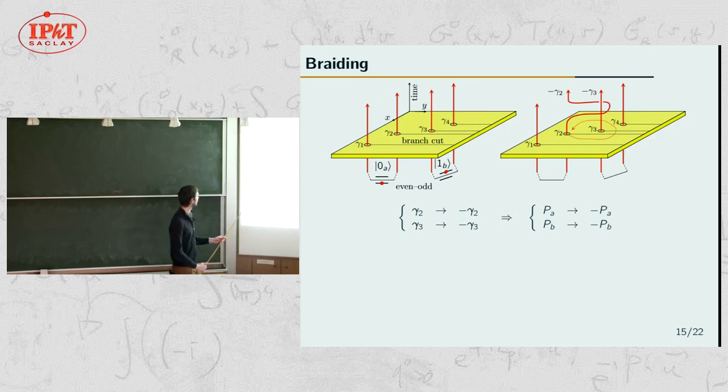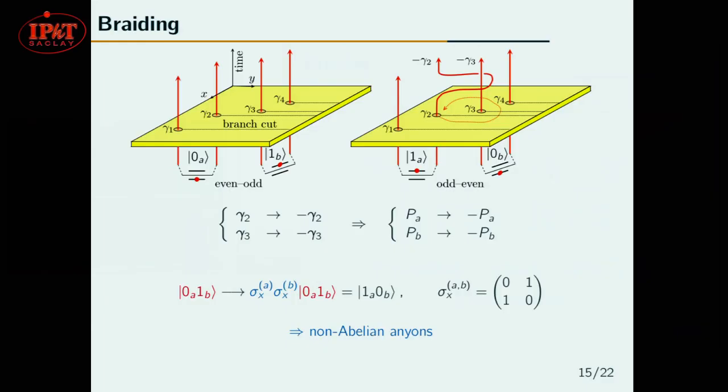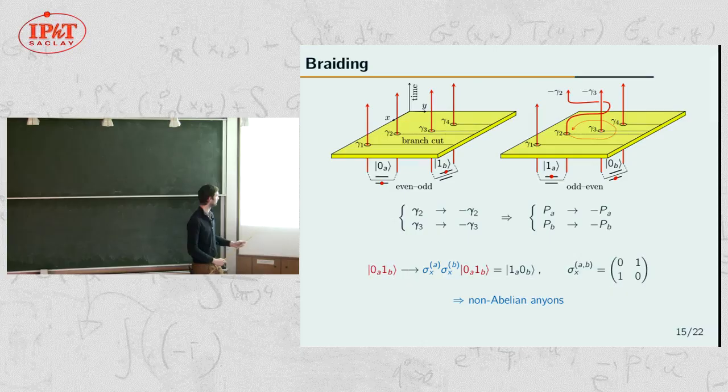So here before I had a state even-odd, and now I have a state odd-even. So by simply moving this object around this one, I have changed the state of the system. This is the signature of a non-Abelian anyon that I was describing before. And you can write the matrix that you should apply when you make this exchange, simply a parity switch, expressed in terms of this 2x2 matrix. So these objects are indeed non-Abelian anyons.